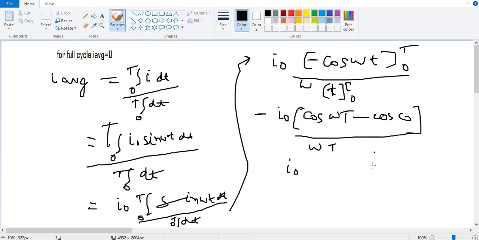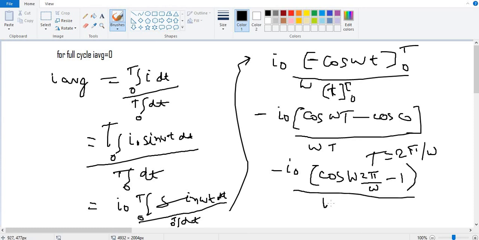Now I am going to put in the value of t, as we already know from the time period: t is equal to 2 pi by omega. So that is minus I naught, cos omega, with t equal to 2 pi by omega, minus cos 0. The value of cos 0 is 1. In the denominator we have omega and the value of t, 2 pi by omega. So omega and omega get cancelled, and here also omega and omega get cancelled. I hope this much is clear. Now I will see further.